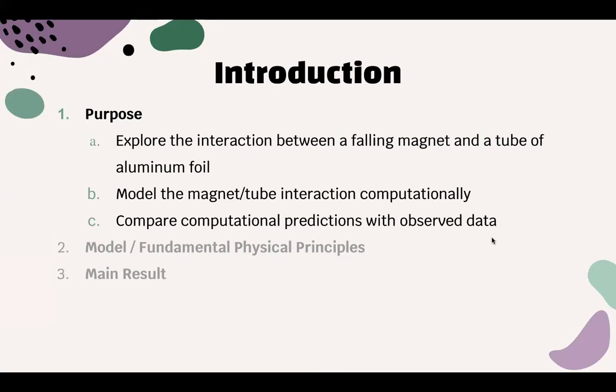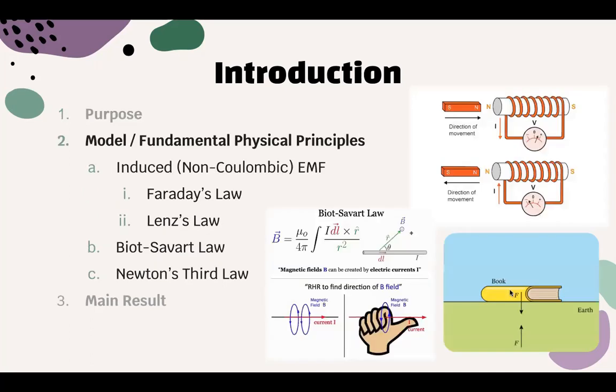Firstly, the purpose of this lab was to explore the interaction between a falling magnet and a tube of aluminum foil, as well as model the magnet-tube interaction computationally, and lastly, compare the computational predictions with the observed data. The fundamental physical principles that we used in this lab were the induced non-Coulombic EMF, which are determined through Faraday's law and Lenz's law, the Biot-Savart law, and Newton's third law.